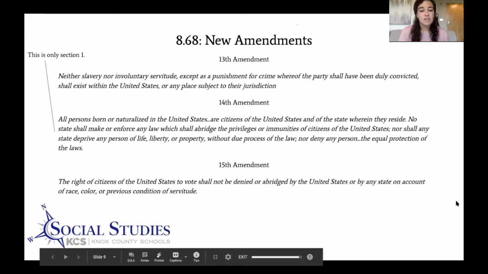And then the 15th Amendment says, the right of citizens of the United States to vote shall not be denied or abridged by the United States or by any state on account of race, color, or previous condition of servitude. So those are the 3 new amendments. And while it is very important for us to know the amendments, we are going to dive deeper and talk about why they're important, what their significance was, and how they impacted the United States.